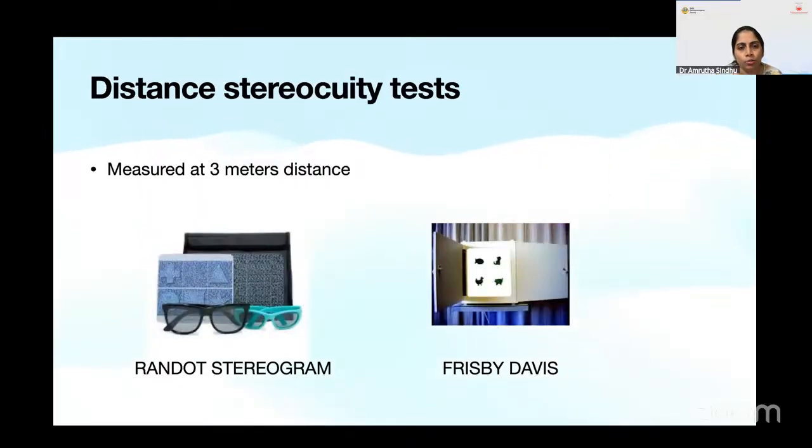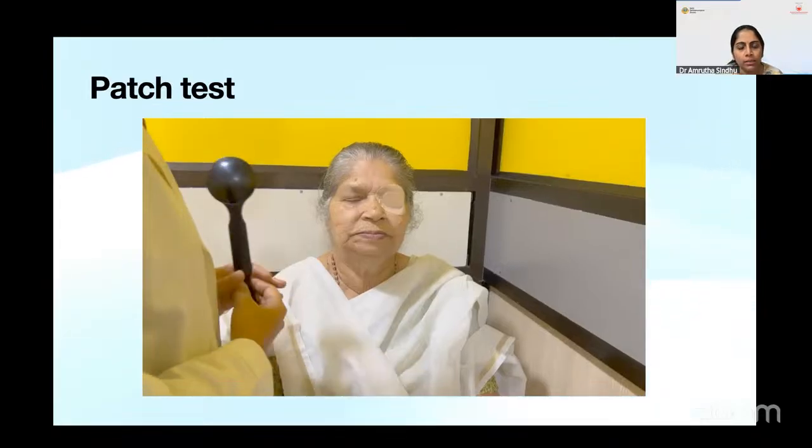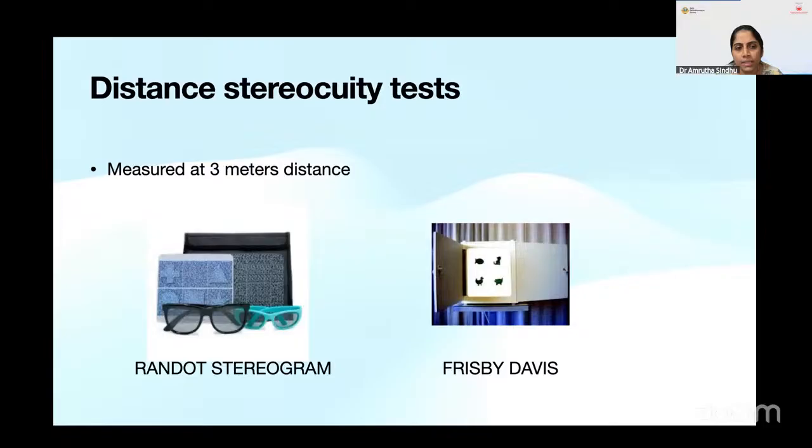We all know that we have a lot of tests for near stereo acuity. The most common and standard one which we use is the TNO test. But knowing about the distance stereo acuity test is important, especially in intermittent exotropia, because in intermittent exotropia the stereo acuity which is lost initially is the distance stereo acuity. Only then is the near stereo acuity lost.